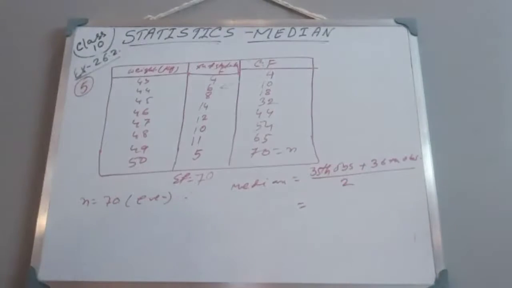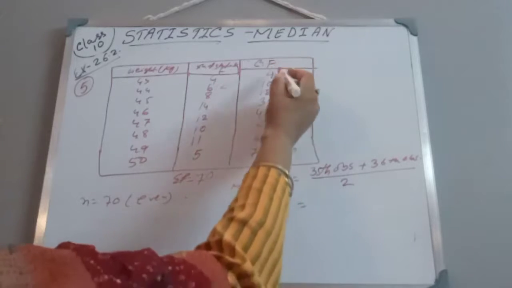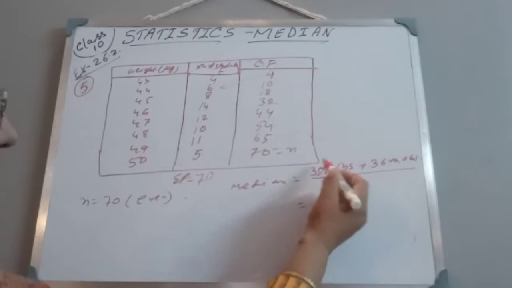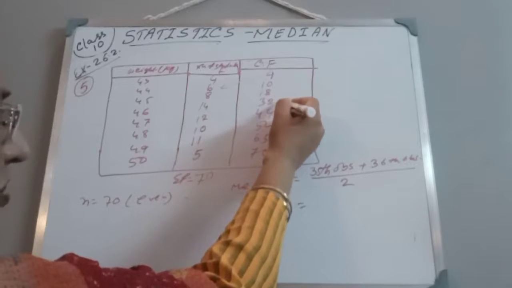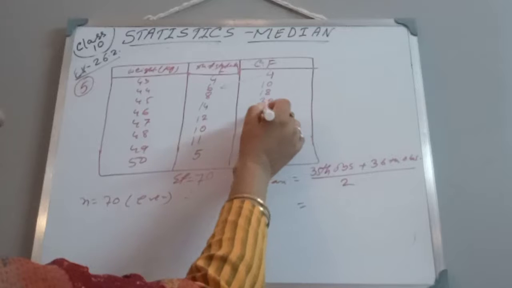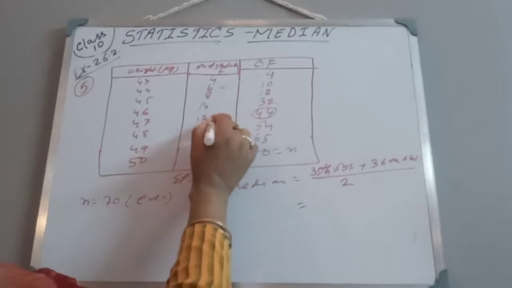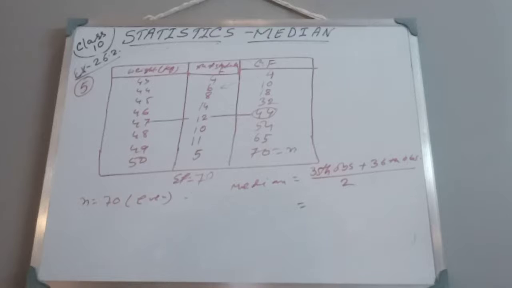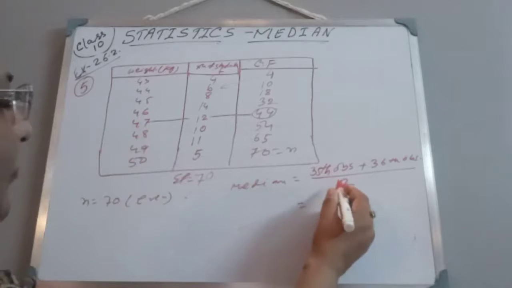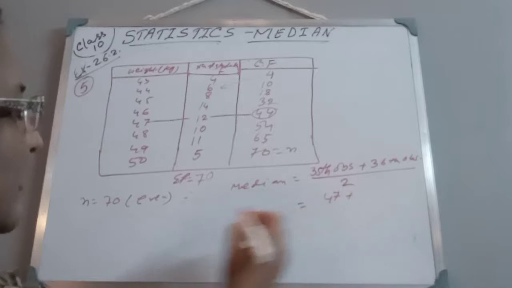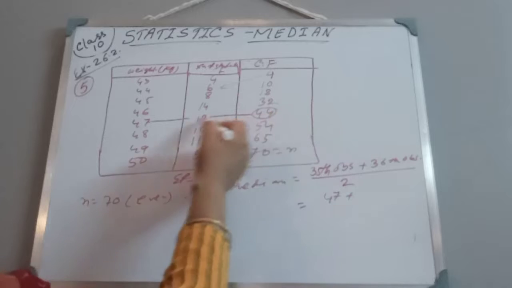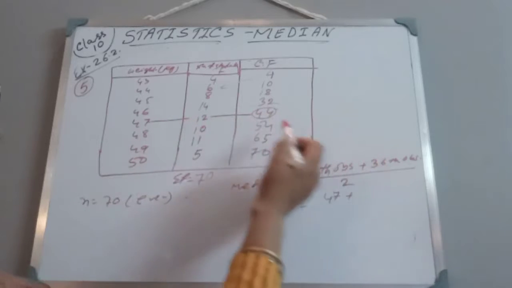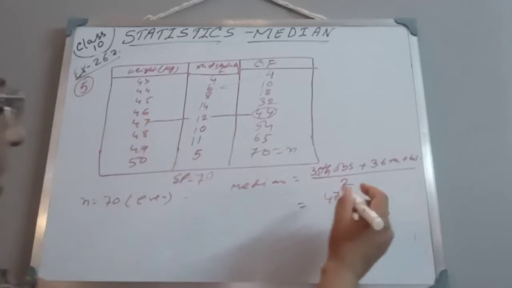Now the 35th and 36th observation. Look at the cumulative column. This is 4, this is 10. We have to find out the 35th observation. So 4, 10, 18, 32 we cannot take. After 32, 44 is there, so we will look at this only. What is the corresponding value? The corresponding value is 47. So the 35th observation we will take as 47. Similarly, the 36th observation again we will take as this number. Why? Because the 35th and 36th observation corresponding values are the same, that is 47.